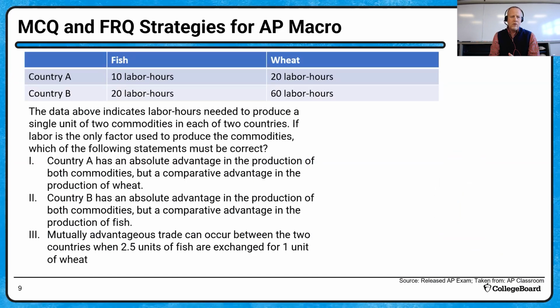We have a table. Country A and country B, fish and wheat: 10 labor hours, 20 labor hours, 20 labor hours, 60 labor hours. What are we looking at? Remember, define the problem first. The data above indicates labor hours needed to produce a single unit of two commodities in each of two countries. If labor is the only factor used to produce the commodities, which of the following statements must be correct?